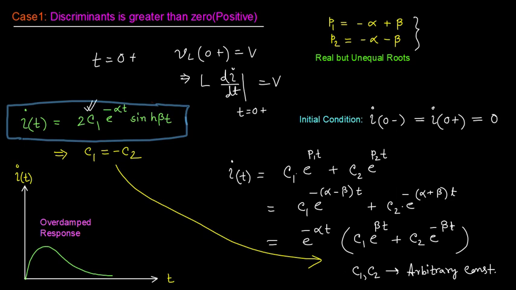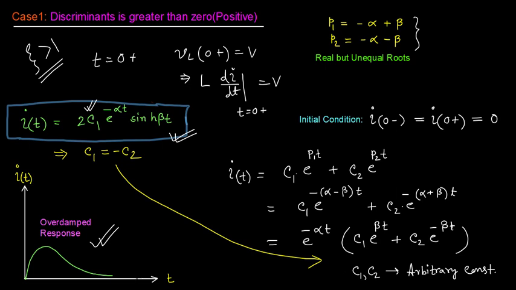So, the current expression is a hyperbolic function. The plot of current is 0 initially, at t equal to 0 current is 0, and at steady state when t approaches infinity it will become 0 again. Between these two states the current response exhibits a response like that, which is said to be an overdamped one. So, let us remember the case again. For damping ratio higher than unity, we have an overdamped response of current.